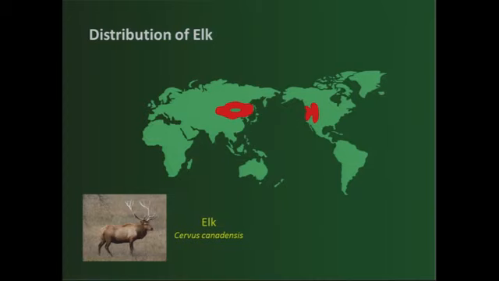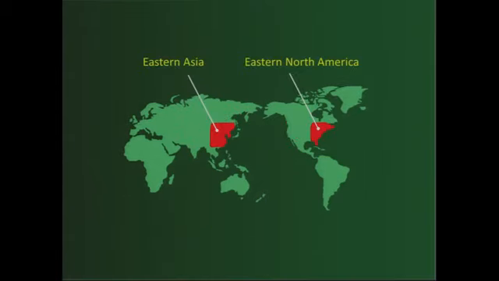We find the same living species of plants and animals in America and Asia. For example, we find the same species of elk in California and China. In fact, there are many similar plants and animals found in Eastern Asia and Eastern North America, but not in the regions between them.